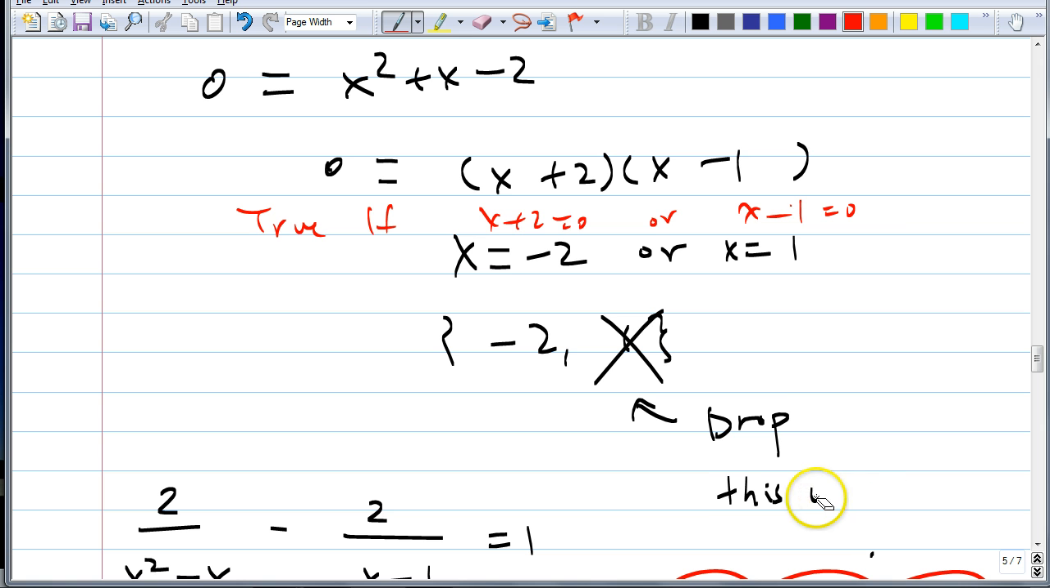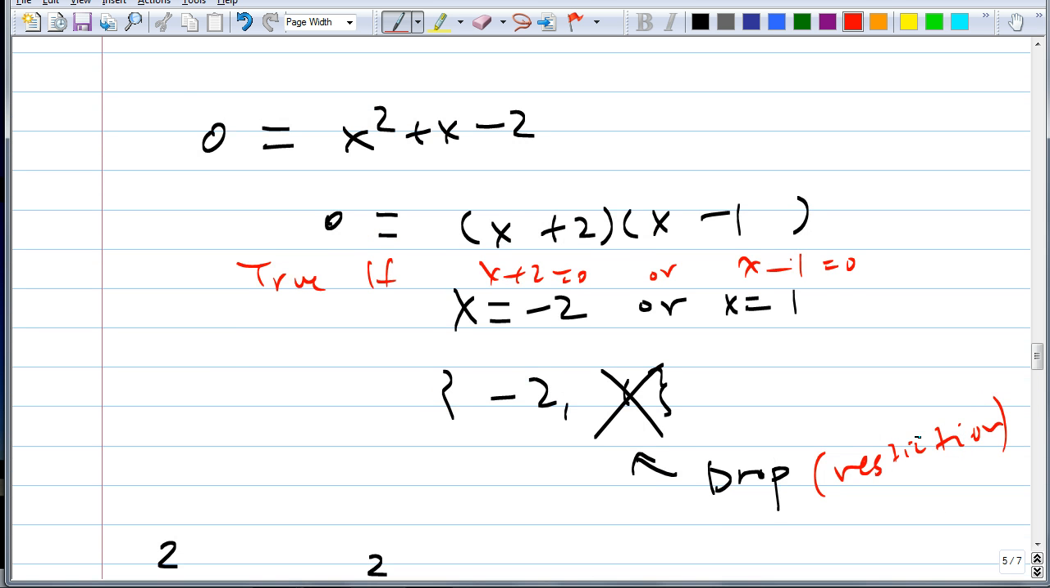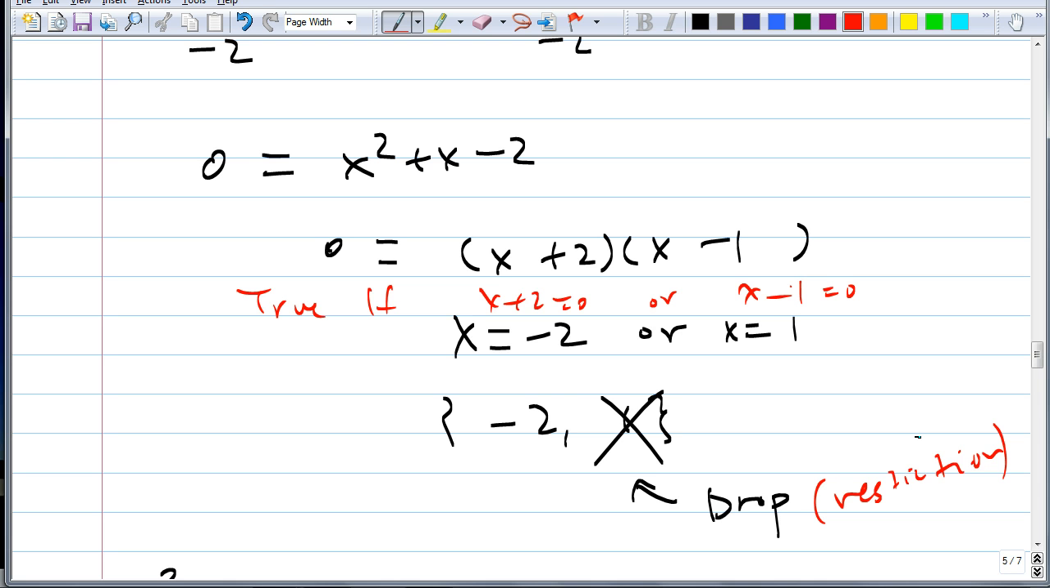This is our restriction. We drop this because it's our what? Restriction, right? Remember? This is one of our restrictions. So, what's our solution? -2. But are we sure? For now, are we sure that this is our solution, or do we have to check? We must check, don't we?